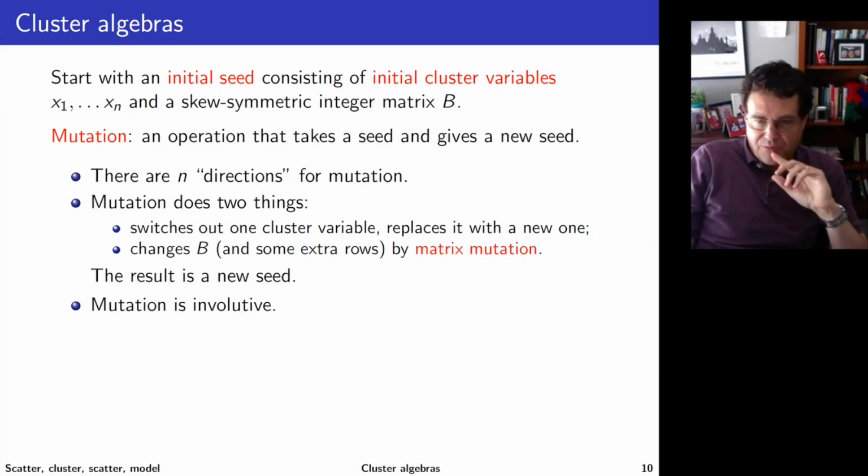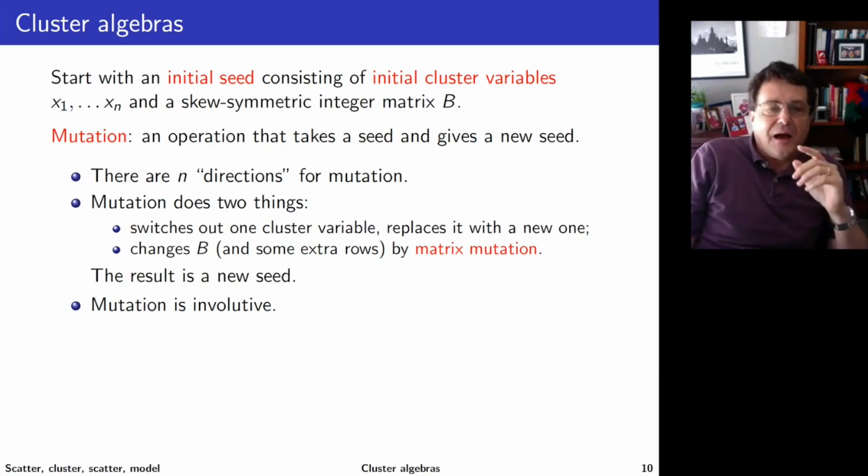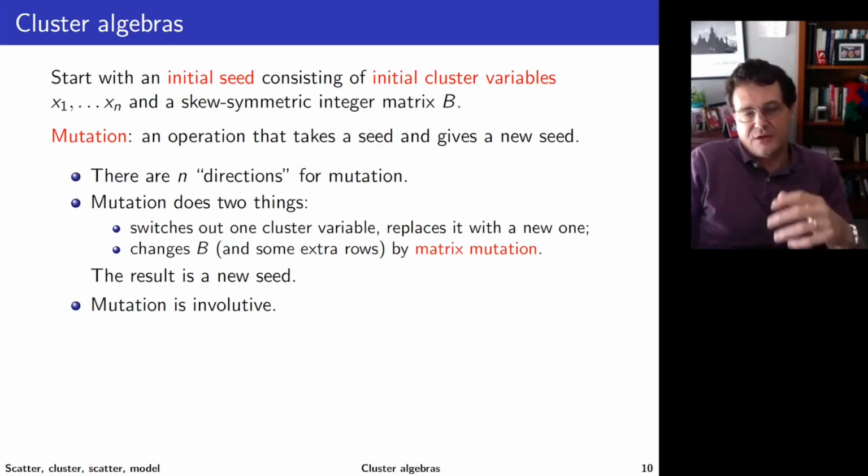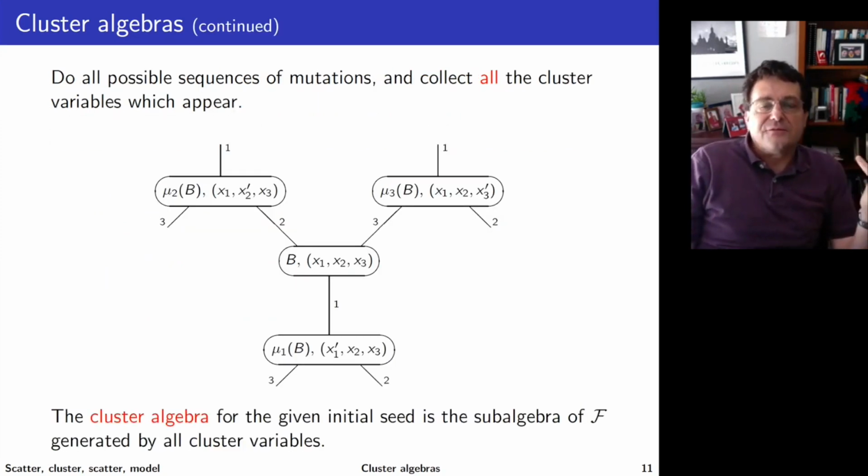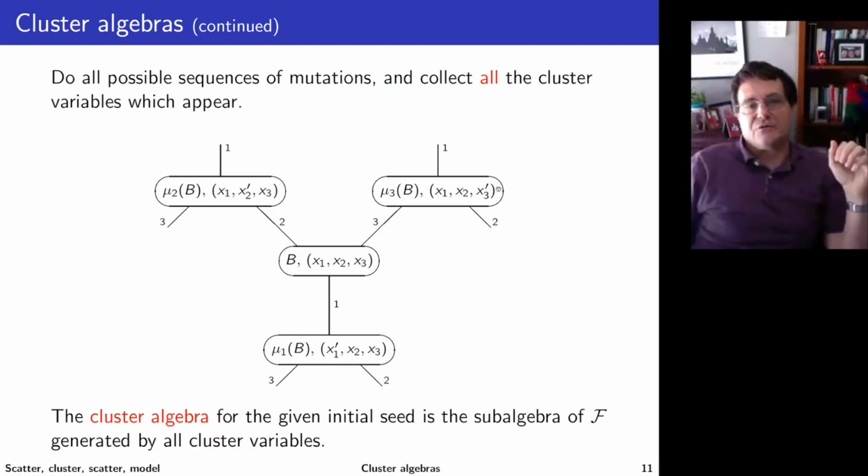That's the part of the talk where we actually talk about what matrix mutation is in a lot of detail. That will come later. I'll just mention the definition quickly here, but the result is a new seed, and mutation is an involution. So if I do mutation in the same direction twice, it comes back. And so in effect, what I have is this sort of infinite branching tree.